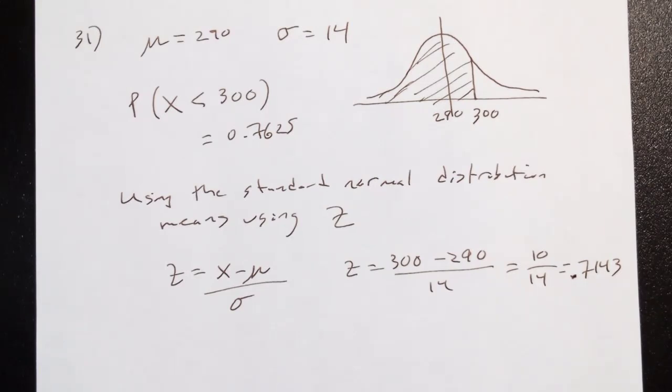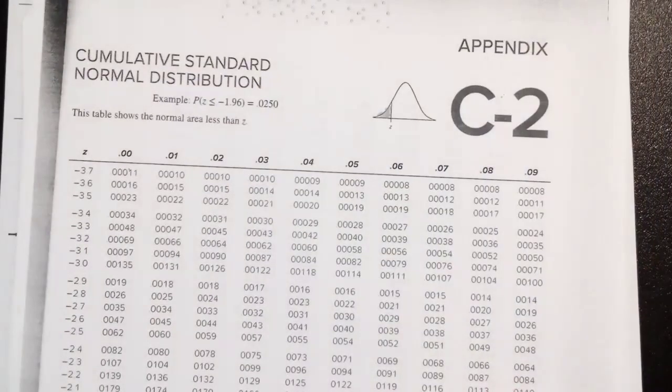I can also do this in our table. 0.7143. Do you want to use table C1 or C2? Say again, why? Look at the picture at the top of table C2.